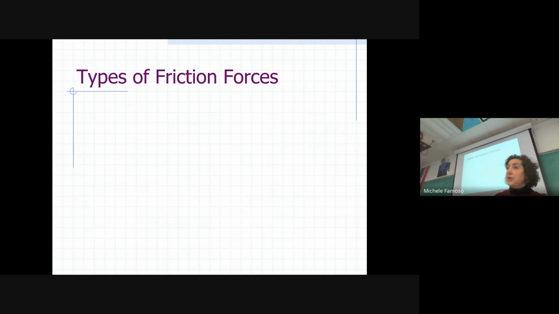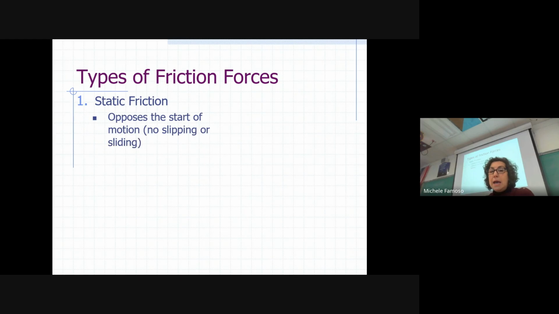So let's talk about the different types of friction that exist. The first type of friction you need to know about is called a static frictional force. This is the type of friction that exists before surfaces actually start slipping across each other. It's there before surfaces slip and slide. What's interesting about static friction is that the amount of static friction you might have can change. It's variable. It's not one fixed number.